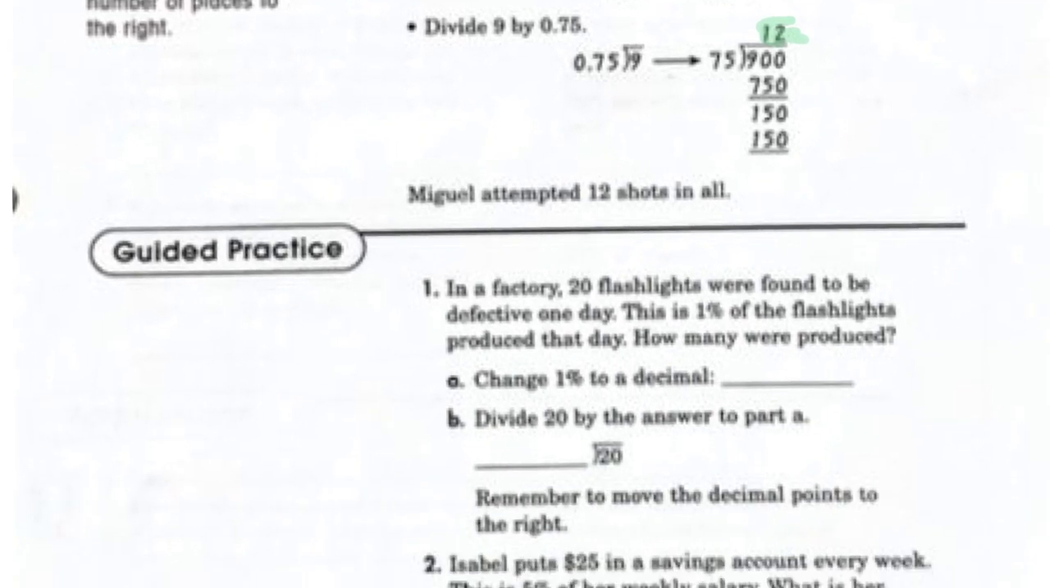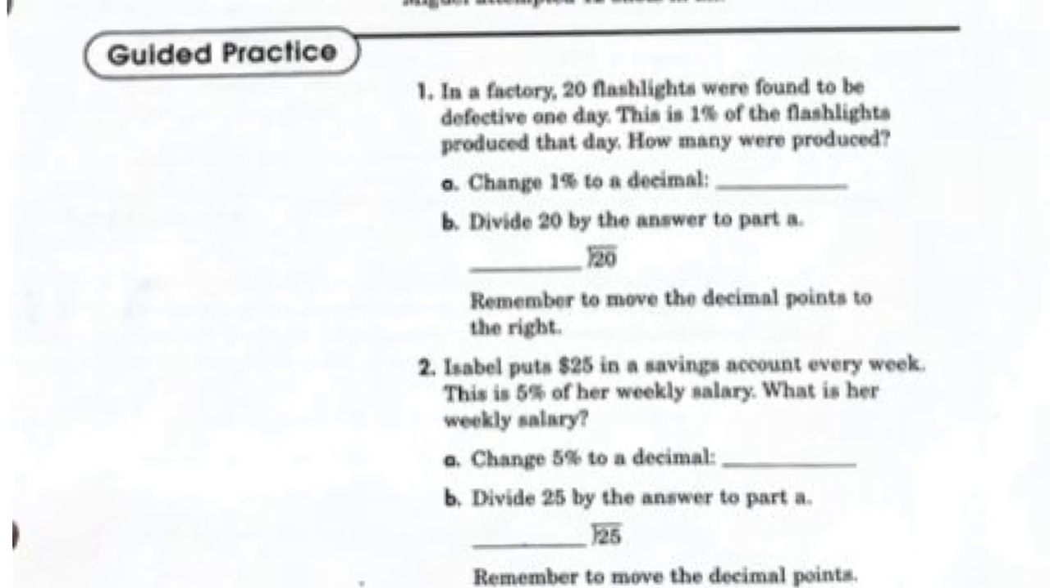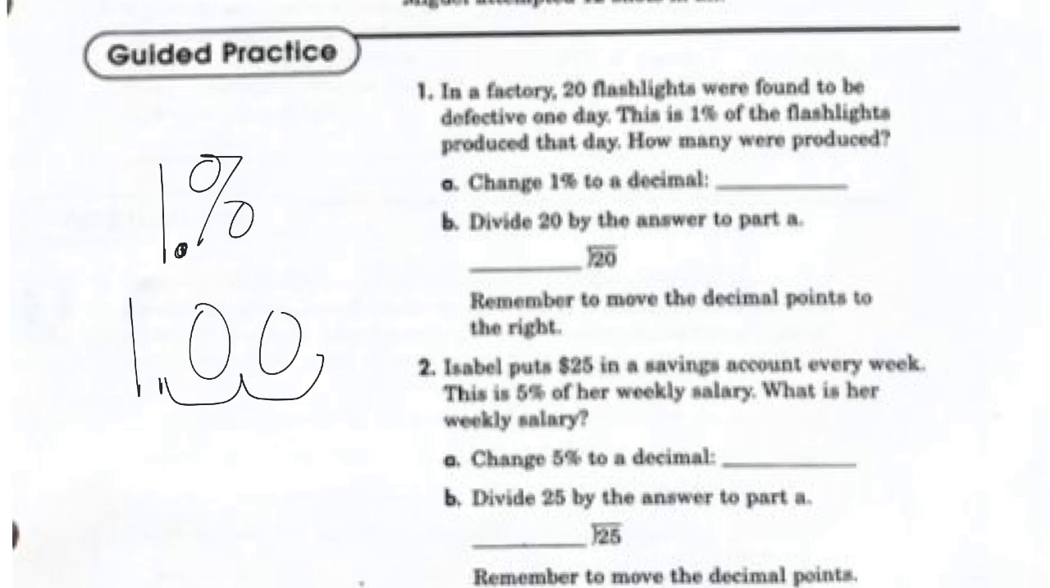All right, on the guided practice, we have 2 of them on this page that we need to go over. In a factory, 20 flashlights were found to be defective in one day. This is 1% of the flashlights produced that day. So how many were produced? So the first thing we need to do is change our percent to a decimal. When you have a percent, like 1%, your decimal's right there. It just does not need to be written. So if I have 1 point, I've got to move it 2 places, so I have to fill in with zeros.